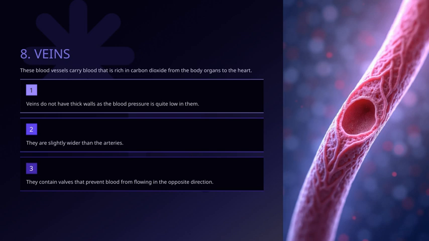An important feature of veins is that they contain valves. These act like tiny checkpoints to prevent the blood from flowing backward. This is especially crucial because the blood is moving against gravity in many parts of the body. Overall, veins play an essential role in completing the circulatory loop by returning deoxygenated blood to the heart efficiently.